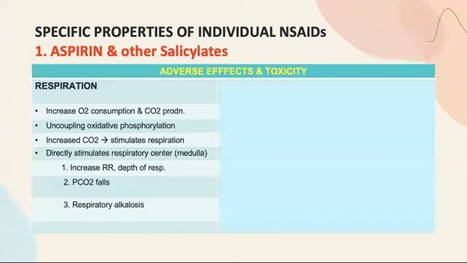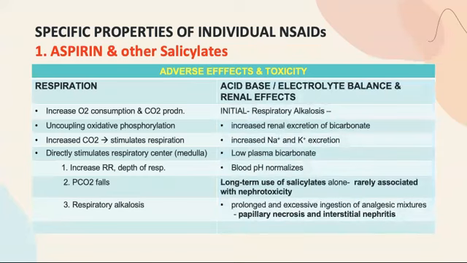Salicylates increase oxygen consumption and carbon dioxide production, especially in skeletal muscle, at anti-inflammatory doses, a result of uncoupling oxidative phosphorylation. The increased production of carbon dioxide stimulates respiration, so salicylates also stimulate the respiratory center directly in the medulla. The respiratory rate and depth increase, the PCO2 falls, and there will be respiratory alkalosis when this happens. Therapeutic doses of salicylate produce definite changes in the acid-base balance and electrolyte pattern. Compensating for the initial event, respiratory alkalosis is achieved by increased renal excretion of bicarbonate, accompanied by increased sodium and potassium excretion, therefore lowering the plasma bicarbonate so the blood pH returns to normal.